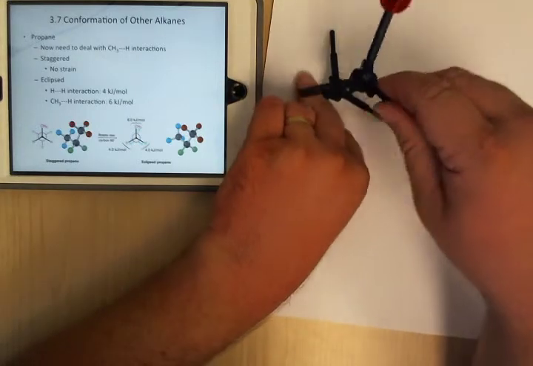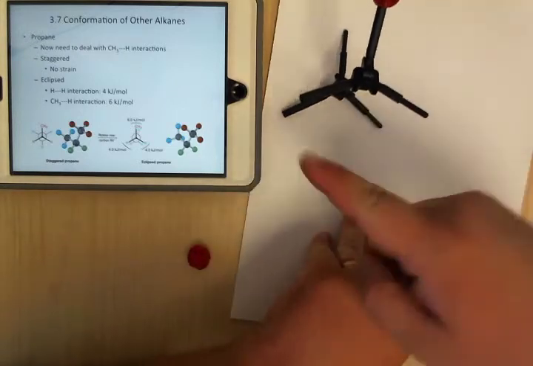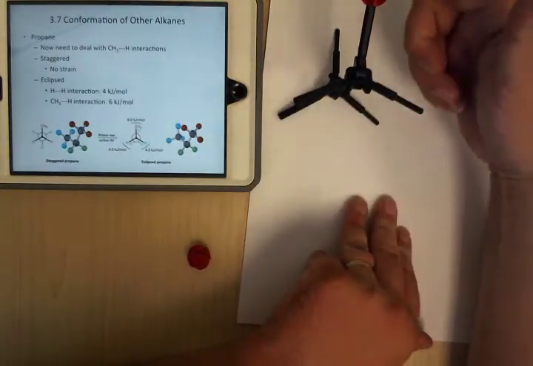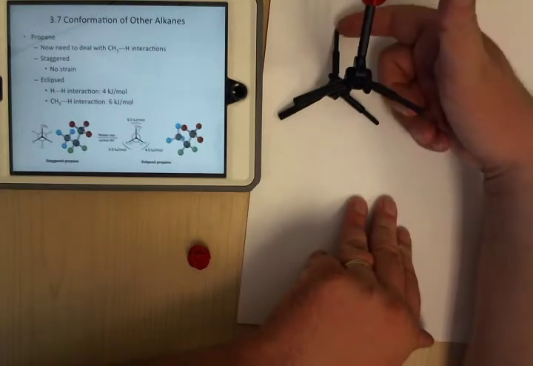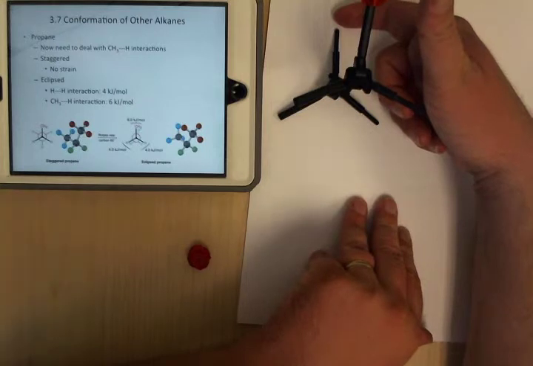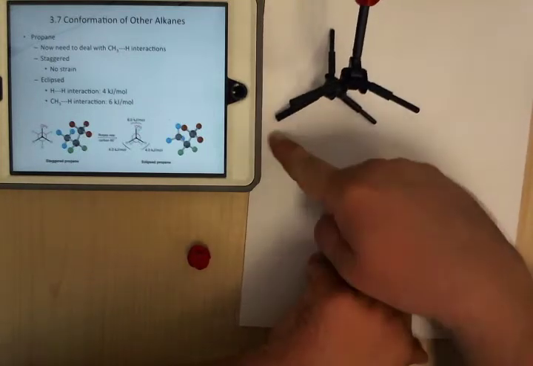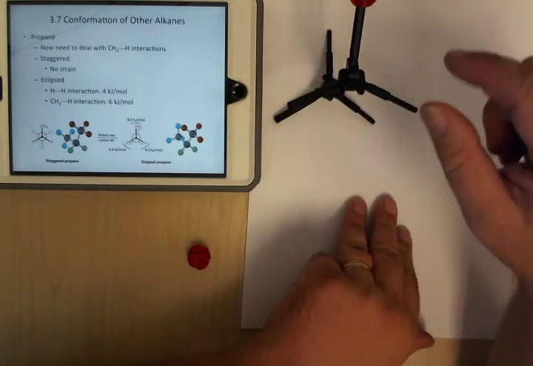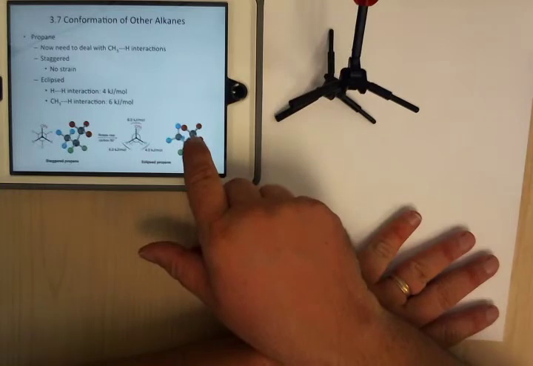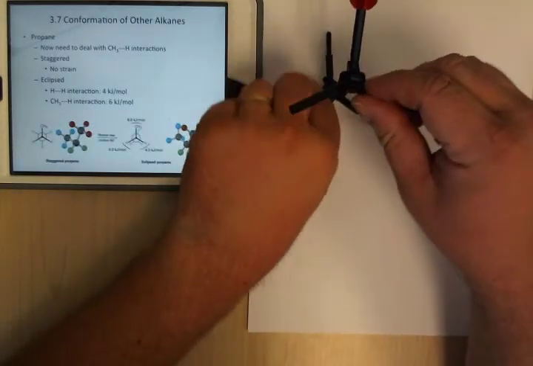But certainly when they're like this, eclipsed, you still have these hydrogen eclipsing interactions. Those are worth 4 kilojoules per mole. Now this one here, between the methyl and the hydrogen, when it's eclipsed, is worth 6 kilojoules per mole. So in this configuration we would have 4, another 4, and now 6. So instead of 12, we have 16 of total strain. So again, it would go, what was it?